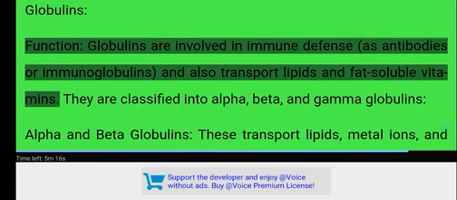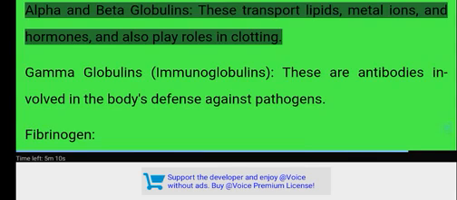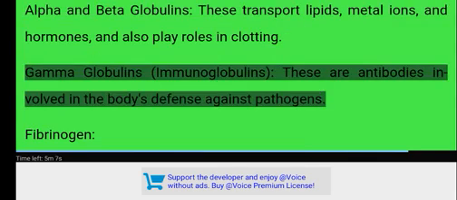Globulins. Function. Globulins are involved in immune defense as antibodies or immunoglobulins and also transport lipids and fat-soluble vitamins. They are classified into alpha, beta, and gamma globulins. Alpha and beta globulins. These transport lipids, metal ions, and hormones and also play roles in clotting. Gamma globulins, immunoglobulins. These are antibodies involved in the body's defense against pathogens.